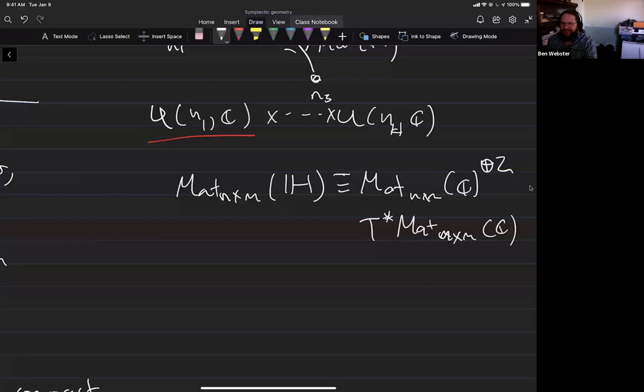Somehow I don't think anyone other than Nakajima takes very seriously the fact that these quiver varieties actually have hyperkähler metrics, right? Nakajima's whole inspiration for thinking about quiver varieties was trying to understand instantons.